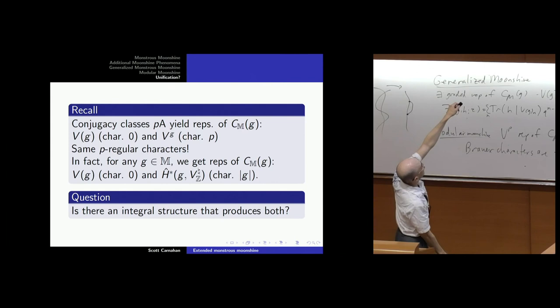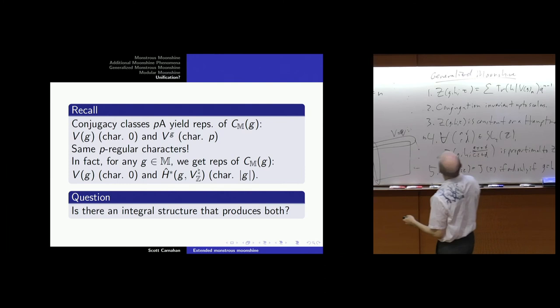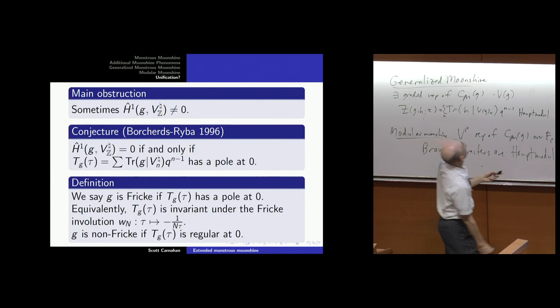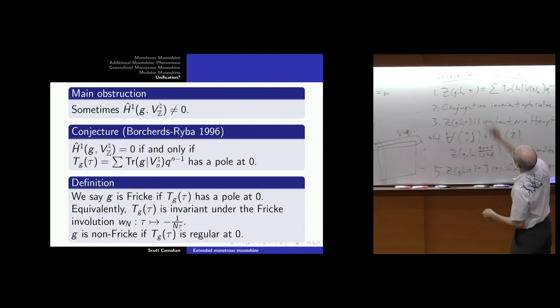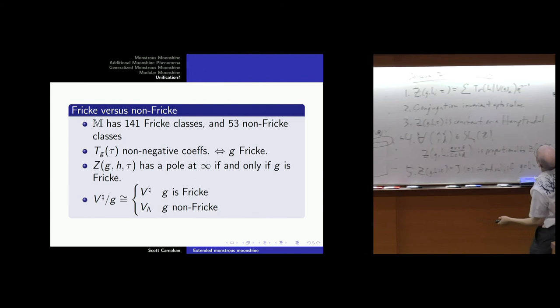Well, we get the same p-regular characters on both this characteristic zero and characteristic p object. And in fact, this works for pretty much any element of the monster, but sometimes they don't match. So when can we get some integral structure that produces both? Well, one problem is that sometimes first cohomology is zero. And this happens if and only if we get some pole at zero. So we have Fricke elements and non-Fricke elements. There's 141 Fricke classes, 53 non-Fricke classes, and they satisfy some very interesting phenomena.